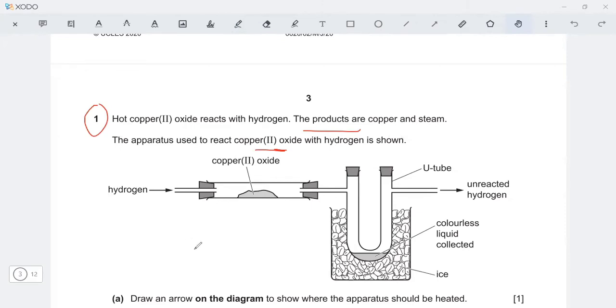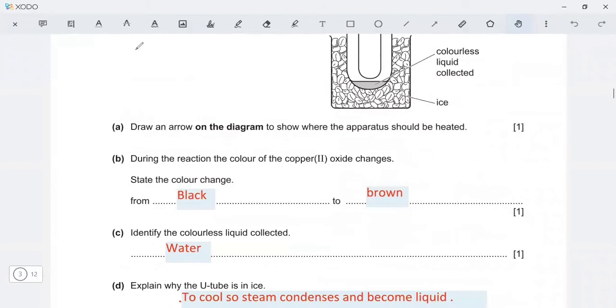Could you see this apparatus here? This is the inlet of hydrogen, and here the copper oxide is going to be heated. Then there is a U-tube, and unreacted hydrogen is there. The colorless liquid is collected over here, and there is ice. Let's have a look at what they have asked about this diagram.